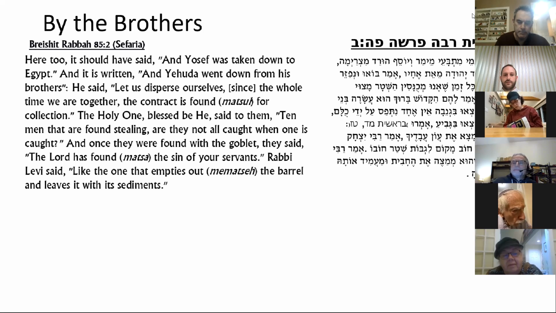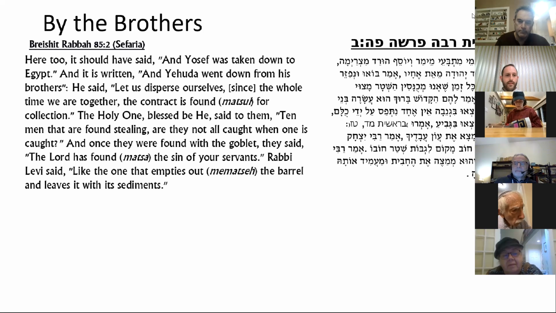Then God said, ten men are found stealing. So wait, are they not all? If any one of them is caught, aren't they all caught? And once they were found with the goblet, they said, the Lord has found, again using the word matzah, the sin of your servants. So basically saying they thought they got away with it. They thought they had this great scheme. It turned out that they were not quite as good as they thought.